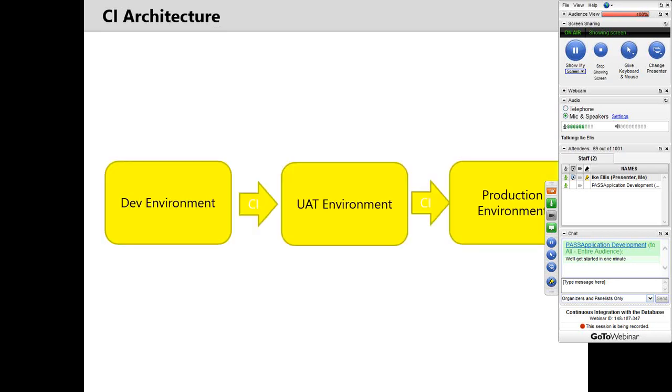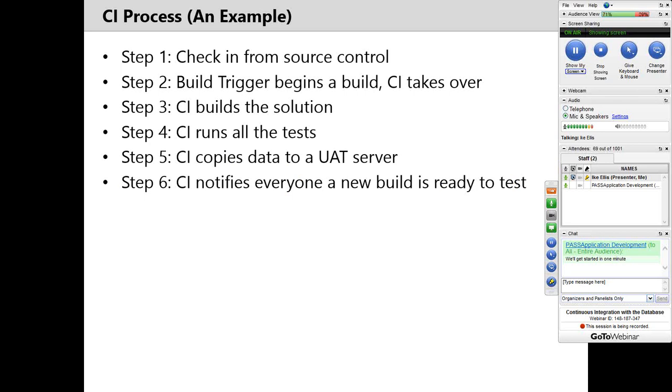So, basic CI architecture is you have a dev environment, and then you automatically build to a UAT environment, and then you automatically build to a production environment, like what I've been describing the entire time. And so this is just an example of a CI process.